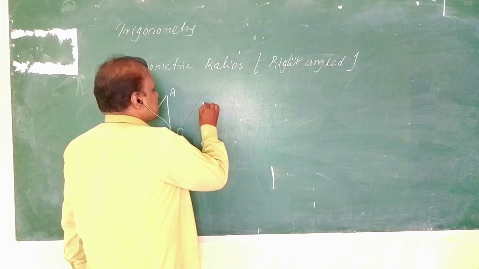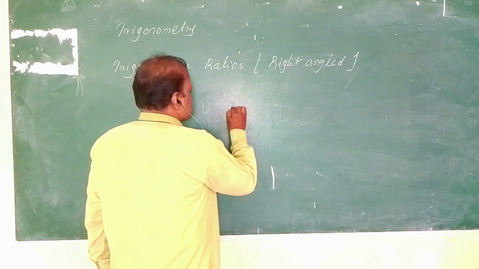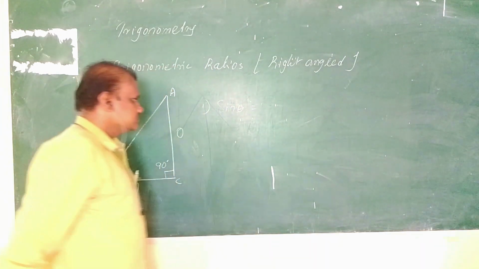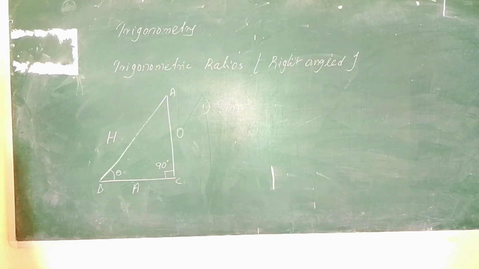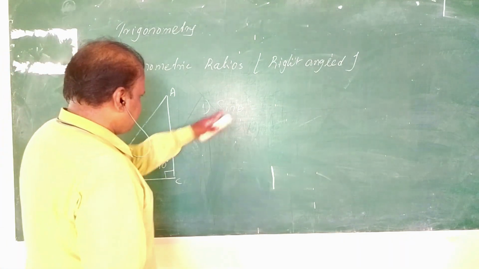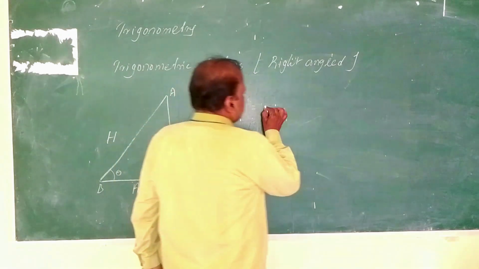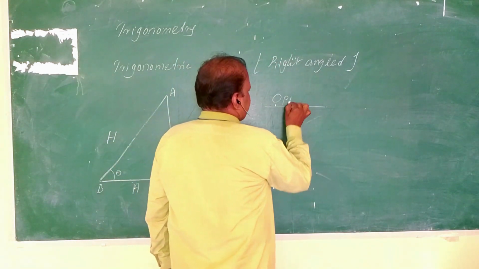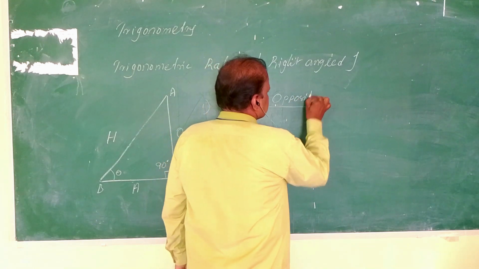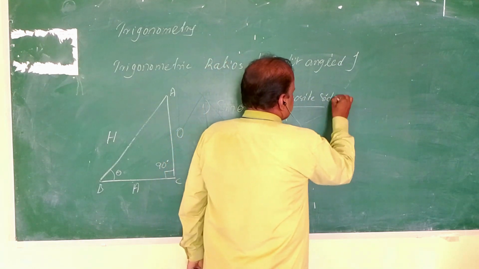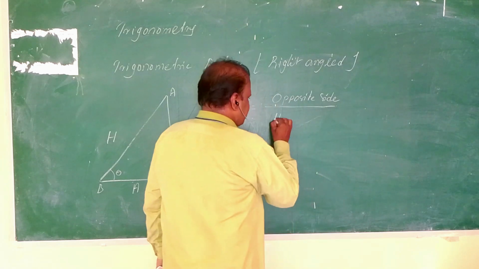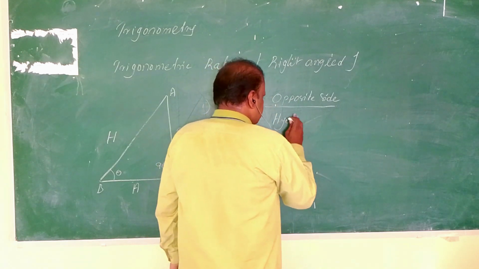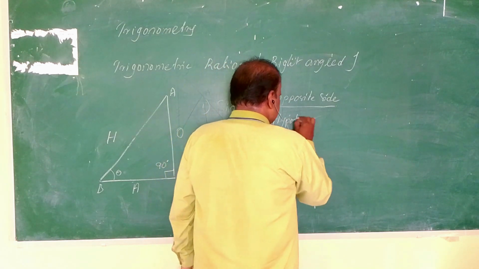The first trigonometric ratio is called sine theta, which is defined as the ratio of the opposite side divided by the hypotenuse.